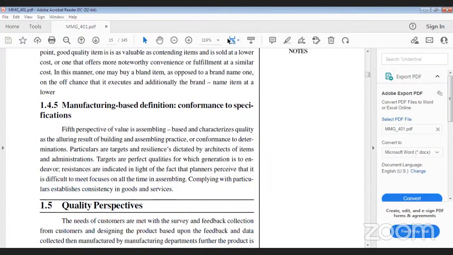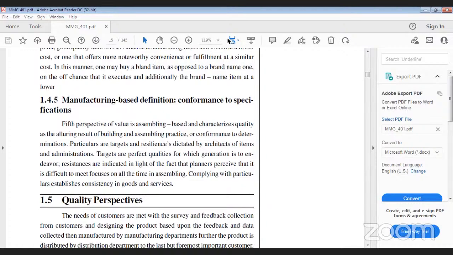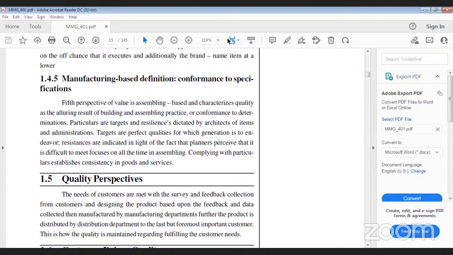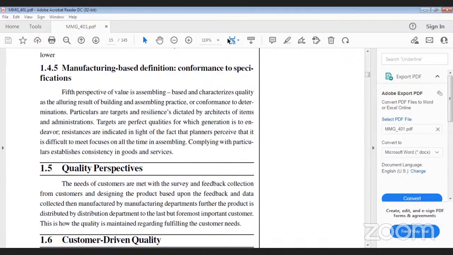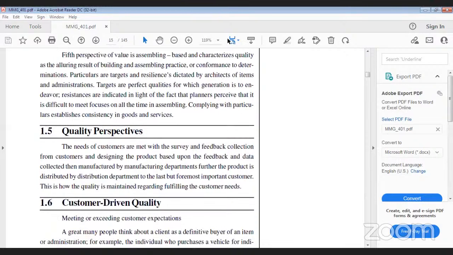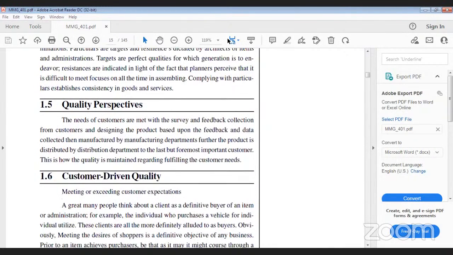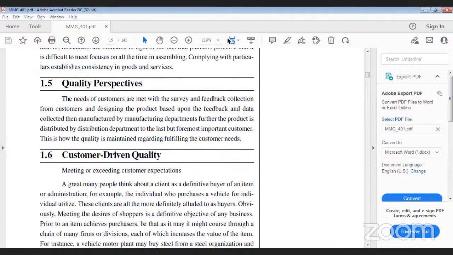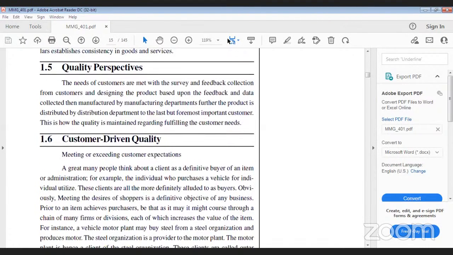It needs the customers' needs to be met, with surveys and feedback collected from the customers and designing the product based on coupons for the feedback also here. And here, the needs of the customers are met with the survey and feedback. Then, this is how quality is mentioned regarding fulfilling these customers' needs. So these are the five definitions.